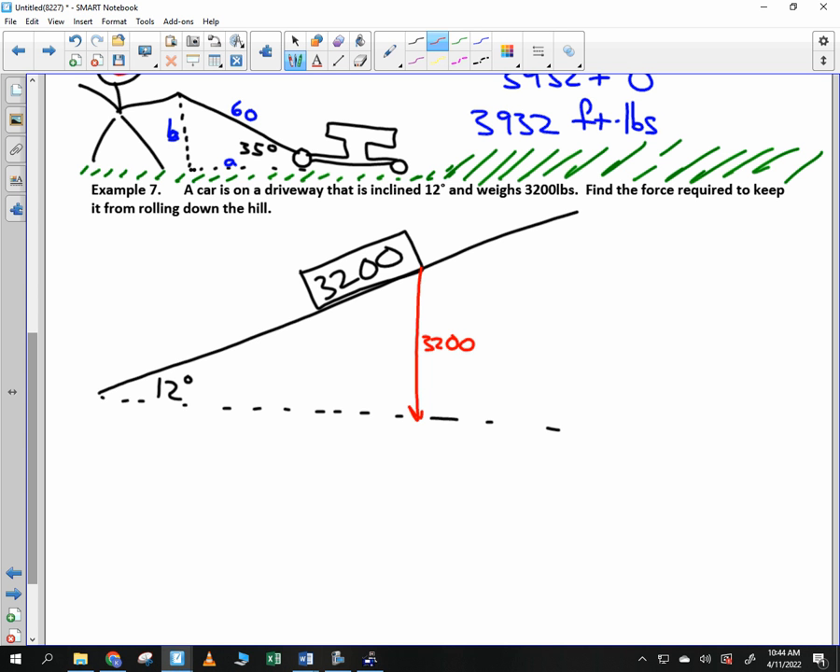Okay. Then there's other forces that we can draw here. There's the vertical component, and there is the horizontal component. Okay? And notice how that vertical and horizontal component form what kind of an angle?